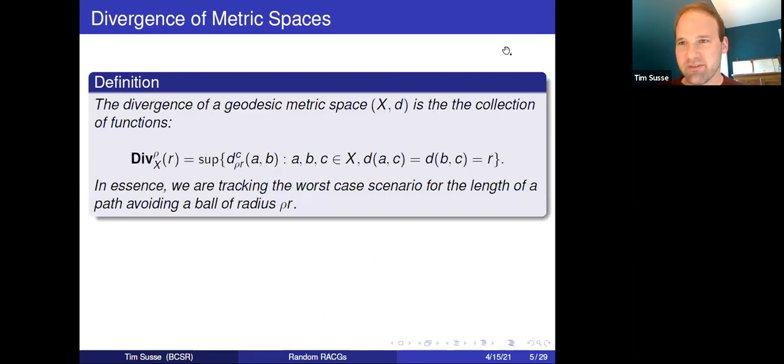So the divergence of a geodesic metric space is going to be a collection of functions. For every rho, we're going to have a different function. So it's going to be divergence with this parameter rho of R. It's going to be the supremum of all of these avoiding distances over all triples A, B, and C in X, so that the distance from A to C and the distance from B to C are both R. In essence, what we're doing is we're tracking the worst case scenario for the length of a path avoiding a ball of radius rho times R.